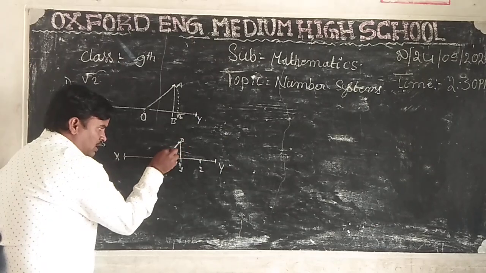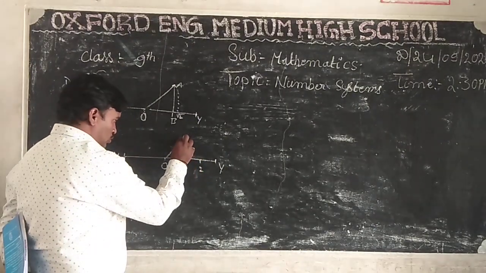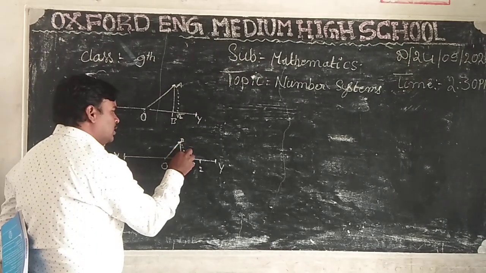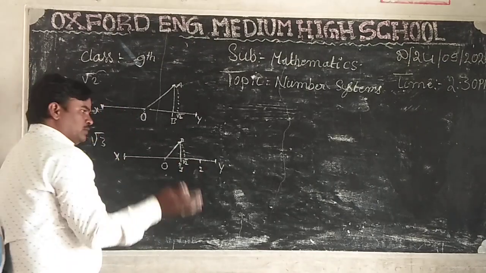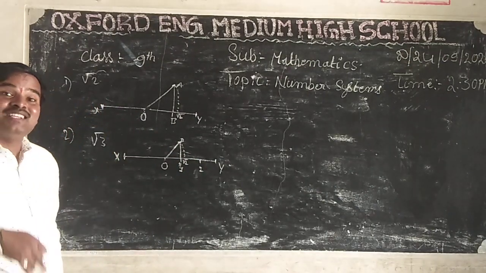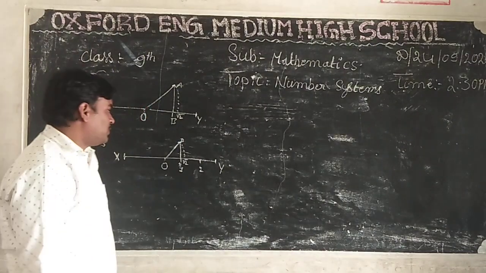And draw the hypotenuse OB and mark root 2. You follow the same for root 2, an irrational number. But for root 3, only one additional step is there.